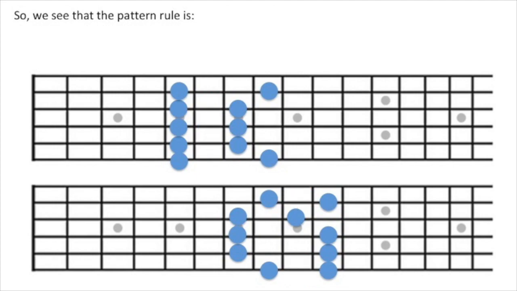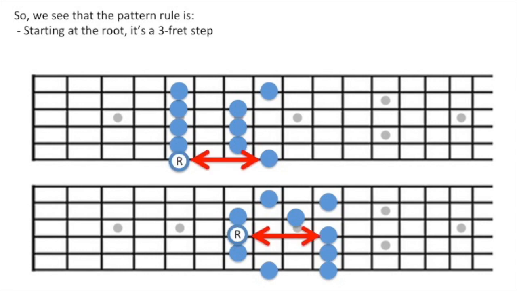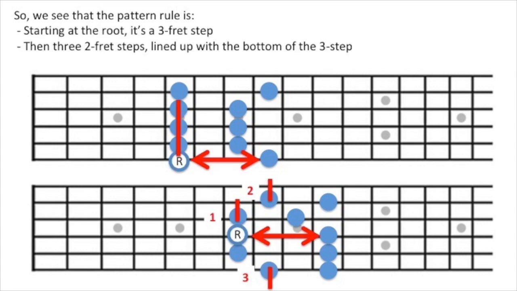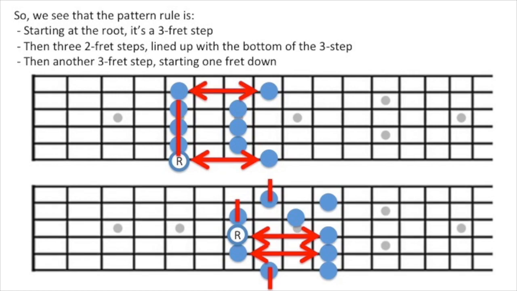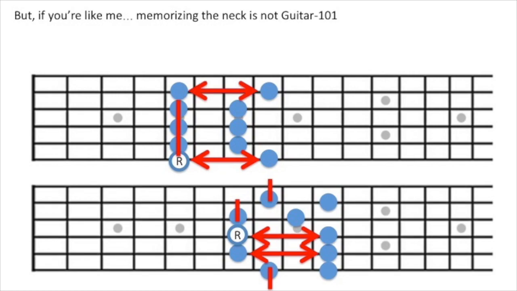Let's analyze it. The root has a 3 fret step. That's followed by 3 2-fret steps. In the bottom chart, we have to take the B string shift into account. Then there's another 3 fret step. But if you're like me, we don't want to have to memorize this rotating pattern up and down the neck.